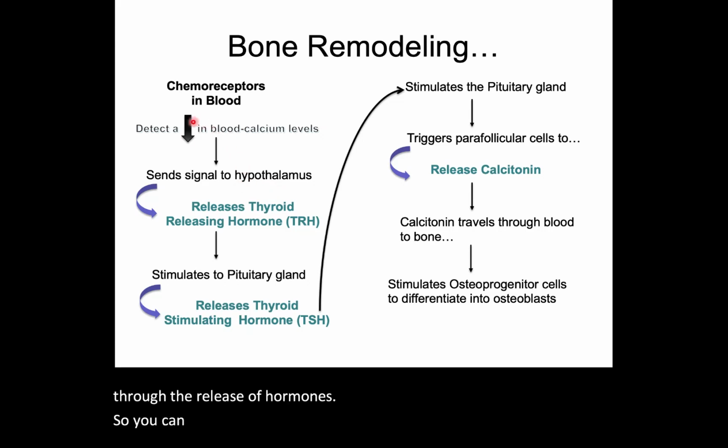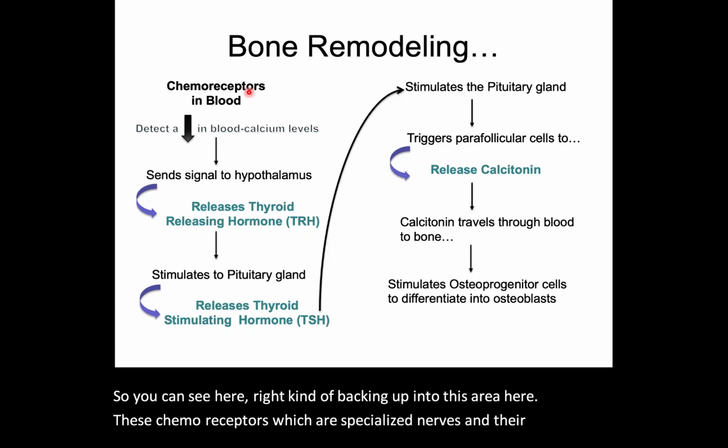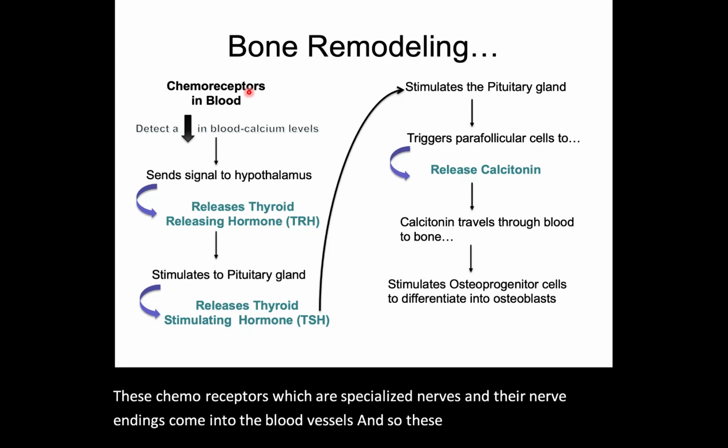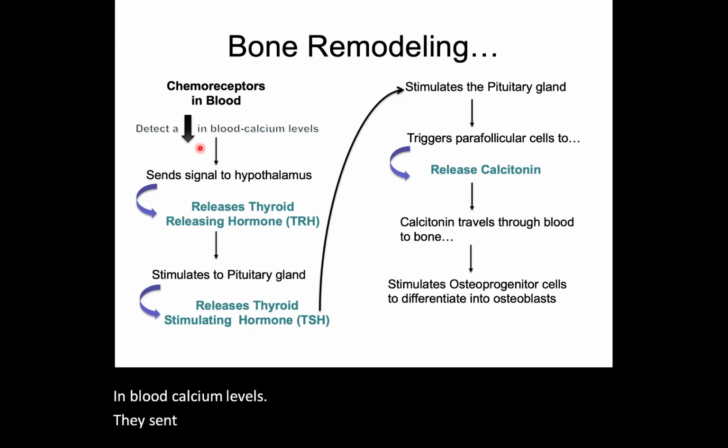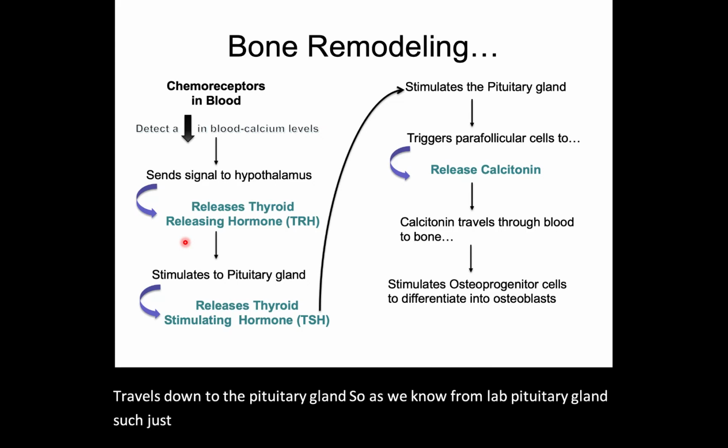So you can see here, backing up into this area, these chemoreceptors, which are specialized nerves with nerve endings coming into the blood vessels, detect a decrease in blood calcium levels. They send off action potentials to the hypothalamus, and the hypothalamus then releases a hormone. That hormone is the thyroid releasing hormone, or what we call TRH. Thyroid releasing hormone then travels down to the pituitary gland. As we know from lab, the pituitary gland sits just inferior to the hypothalamus.